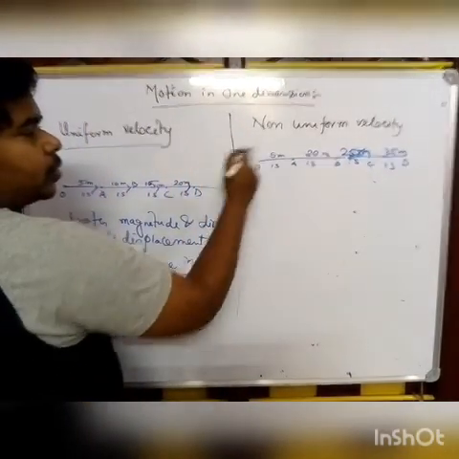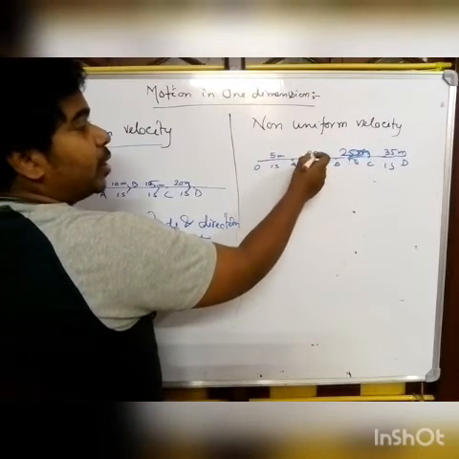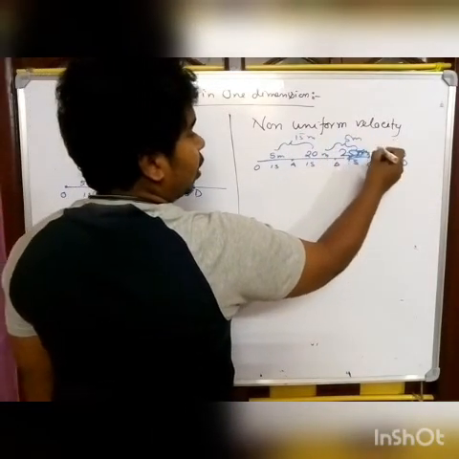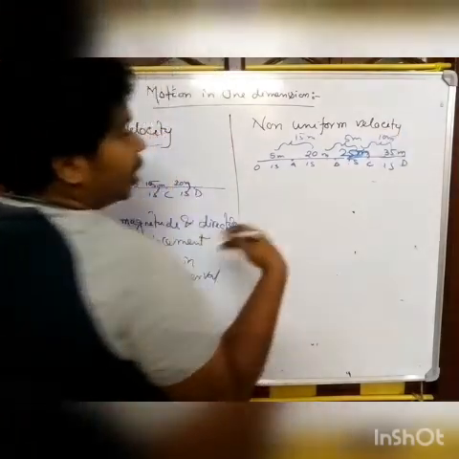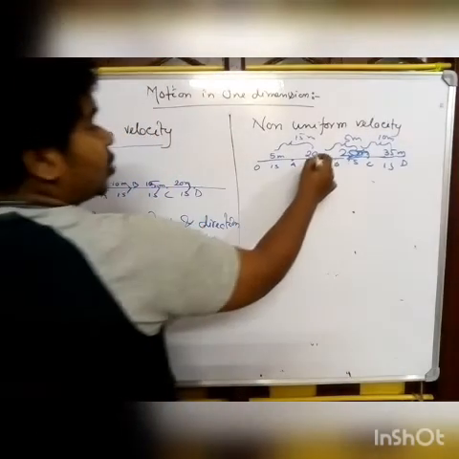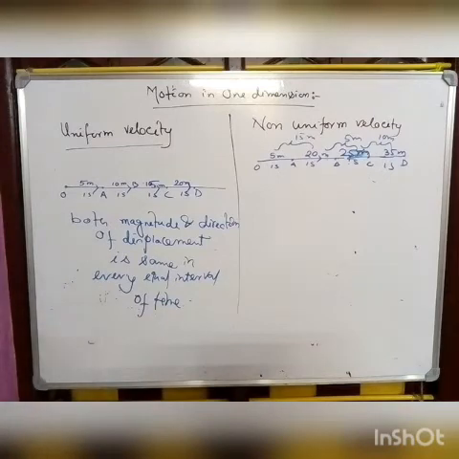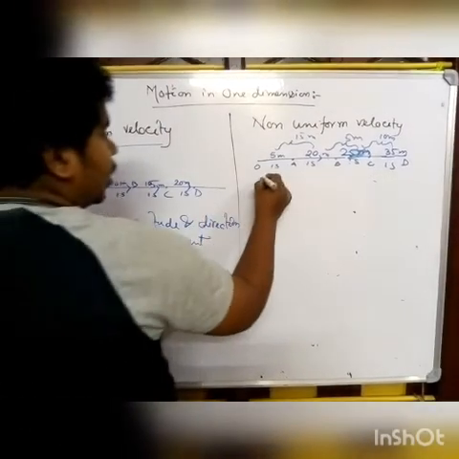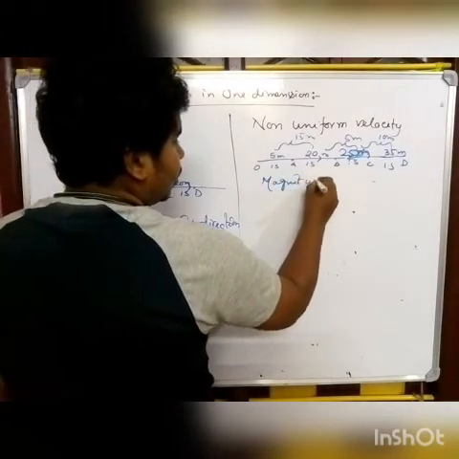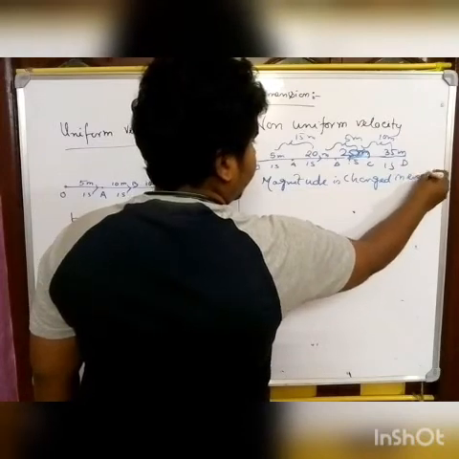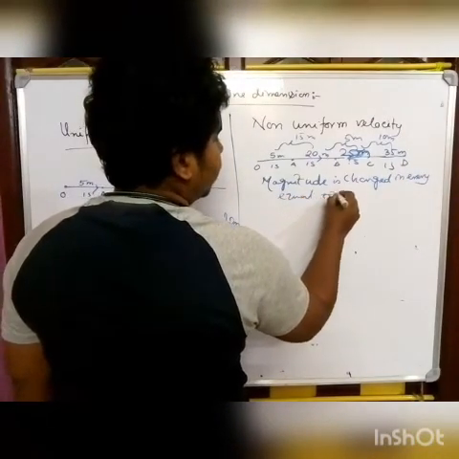See, in the first 1 second it has gone 5 meters, next 1 second 5 plus 15, so here it is displaced by 15 meters, and here it is displaced by again 5 meters, and here it is displaced by again 10 meters. So in every interval of time the direction of the displacement is the same, but the magnitude of the displacement in every equal time interval is changed. So that type of velocity is non-uniform velocity. So here we have seen that magnitude is changed in every equal time interval.